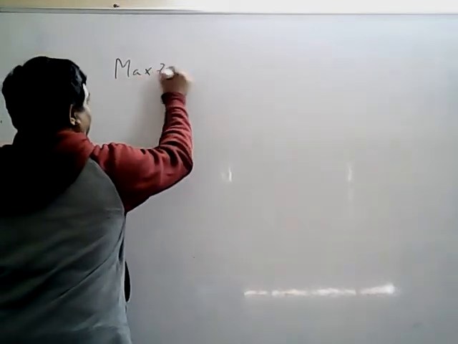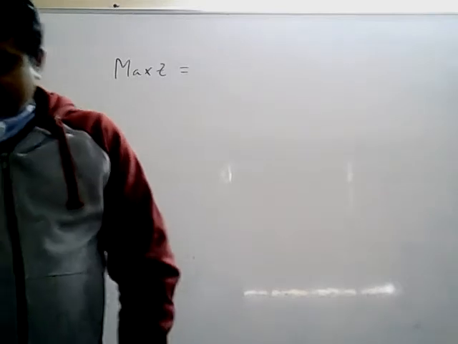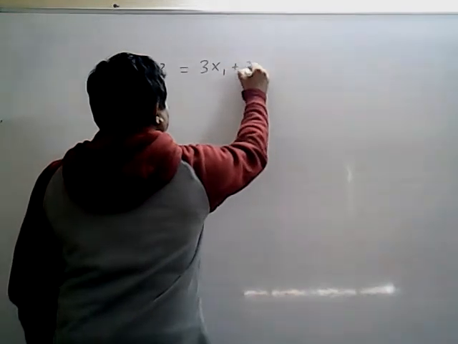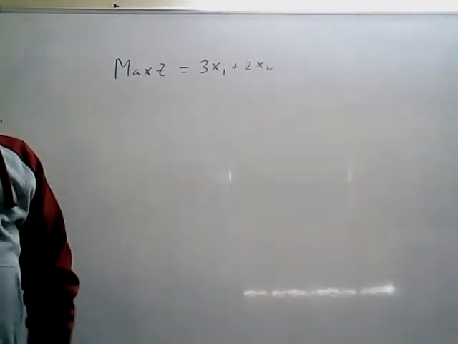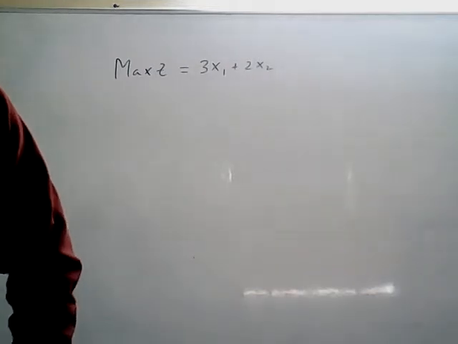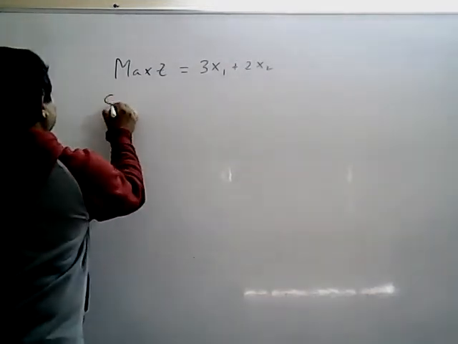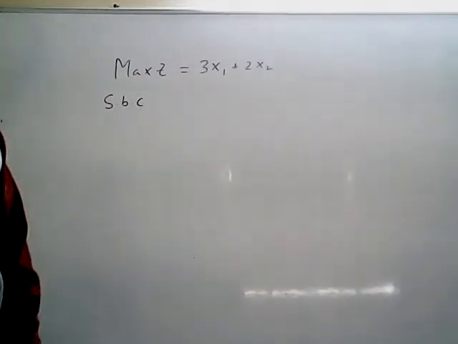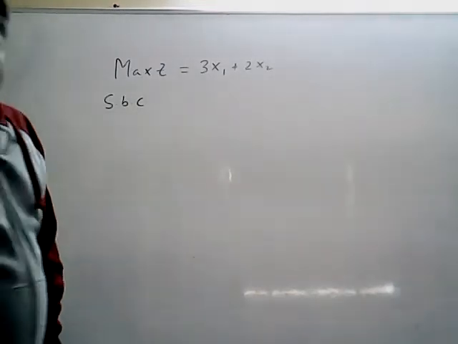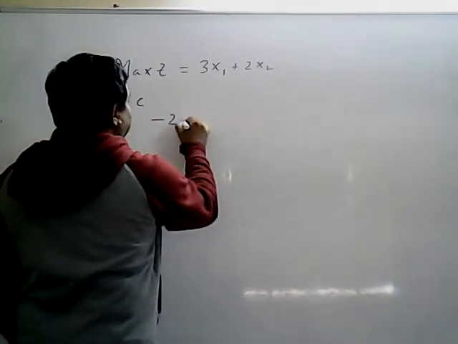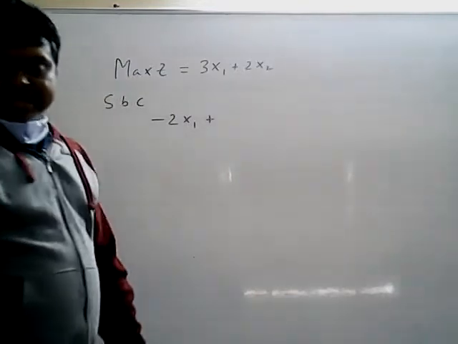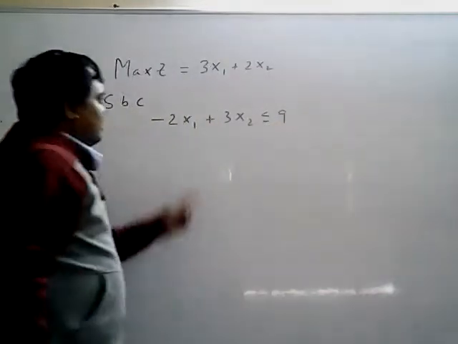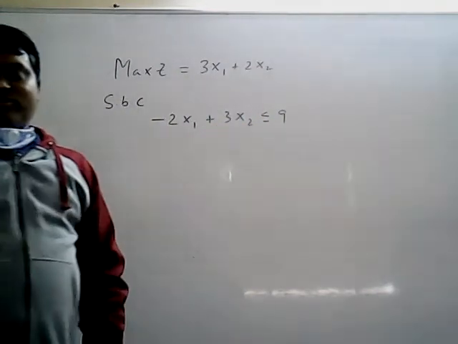Maximize z equal to 3x1 plus 2x2, subject to the constraints. First constraint: minus 2x1 plus 3x2 less than or equal to 9.